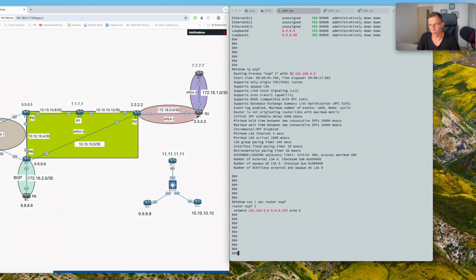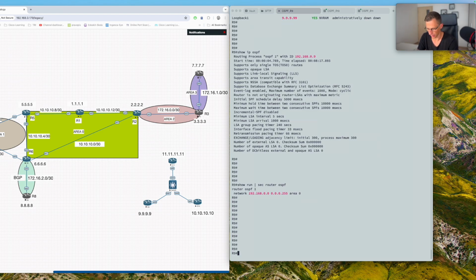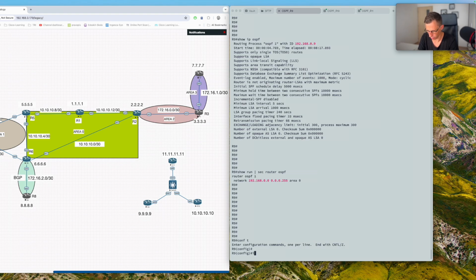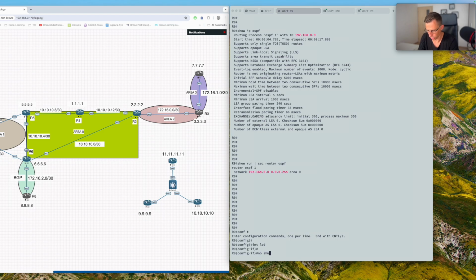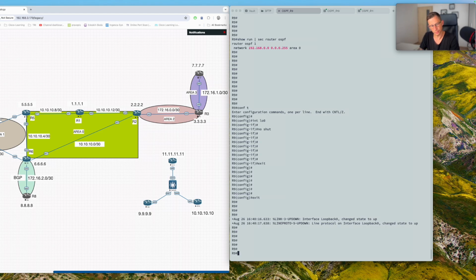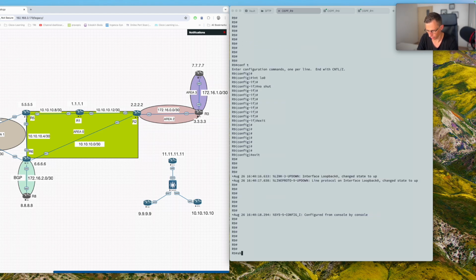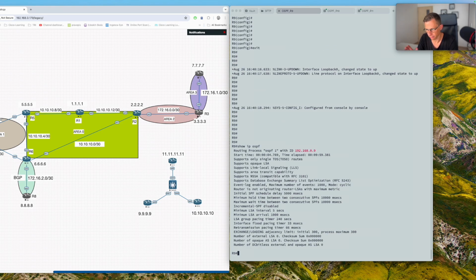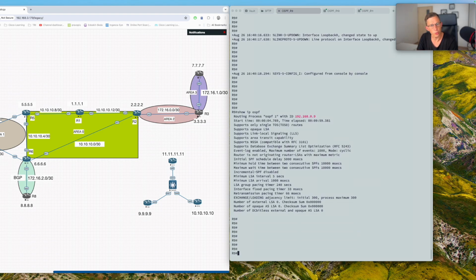So let's go and enable the loopback and see what will happen. So I go to config mode, do interface loopback 0 and do no shut. Now, theoretically, router ID should change now. If I do show ip ospf, the router ID is still 192.168.0.9. I know lots of you will say, you need to clear the OSPF process to restart the OSPF process to pick up the new router ID. So let's try that.